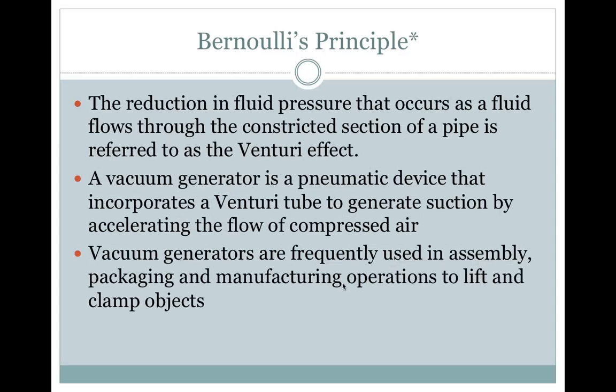The reduction in fluid pressure that occurs as a fluid flows through the constricted section of pipe is referred to as the Venturi effect. A vacuum generator is a pneumatic device that incorporates a Venturi tube to generate suction by accelerating the flow of compressed air. Vacuum generators are frequently used in assembly, packaging, and manufacturing operations to lift and clamp objects. This ends Part 2.